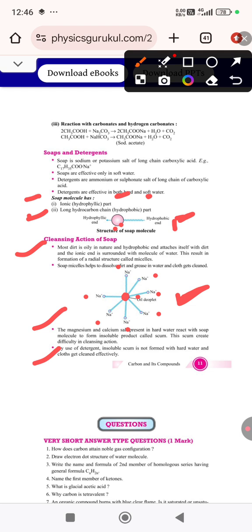So we cannot wash clothes in that water because cleansing action is not properly done in hard water.